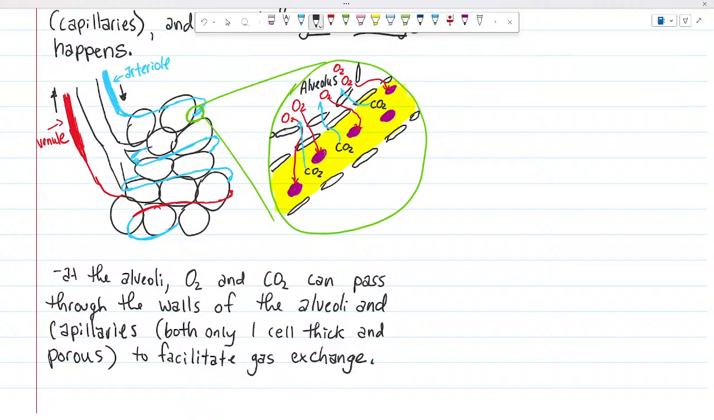The body doesn't have to work to make it happen. Things naturally spread out. You know this, right? If I take a balloon full of a lot of oxygen and I pop the balloon, will the oxygen stay there?